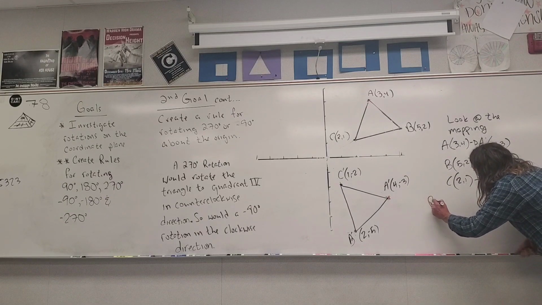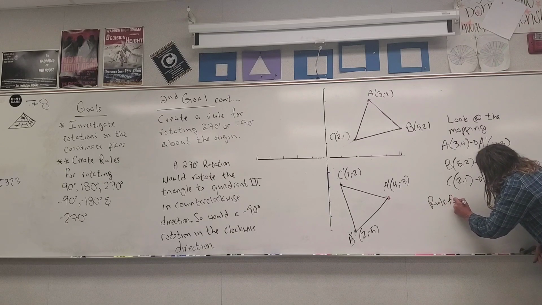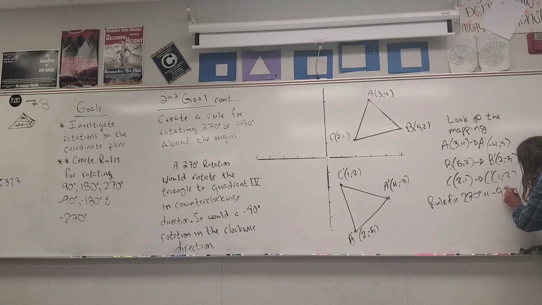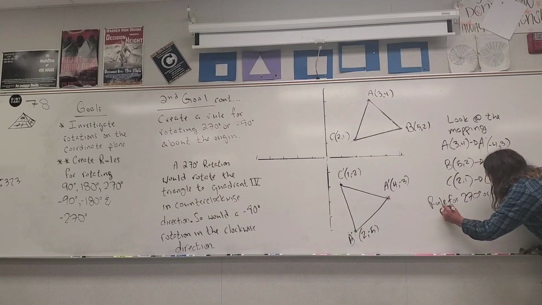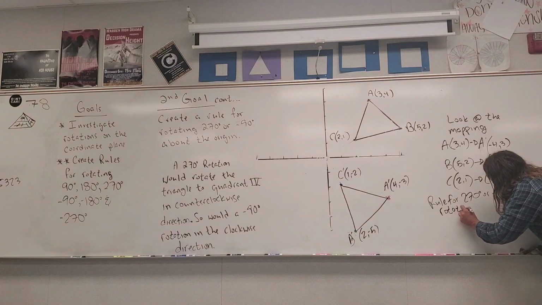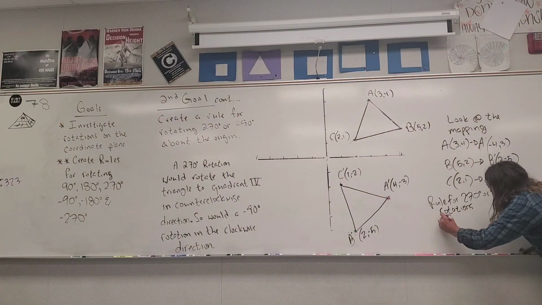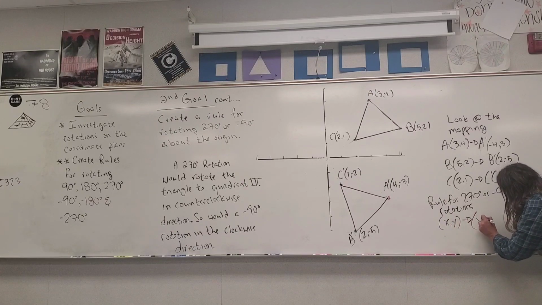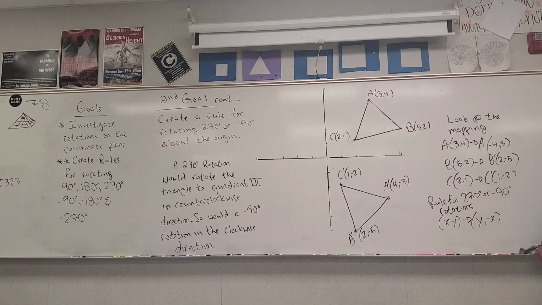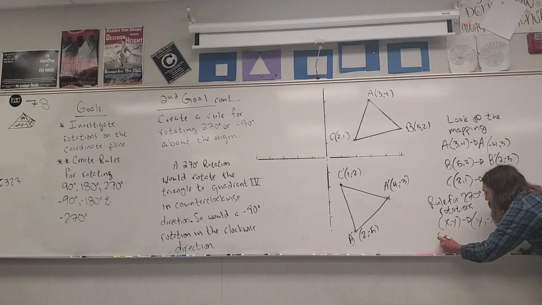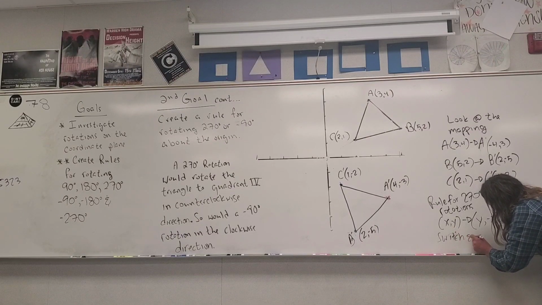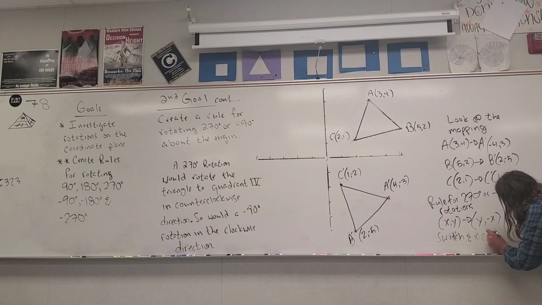So the order switches and the sign of what was the X changes. So the rule for 270-degree or -90-degree rotations is (x, y) maps to (y, -x). So they switch, and the X value changes sign.